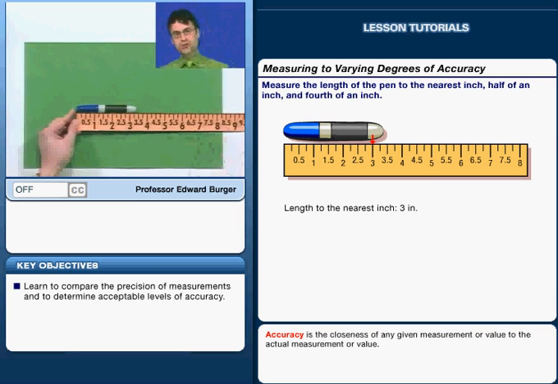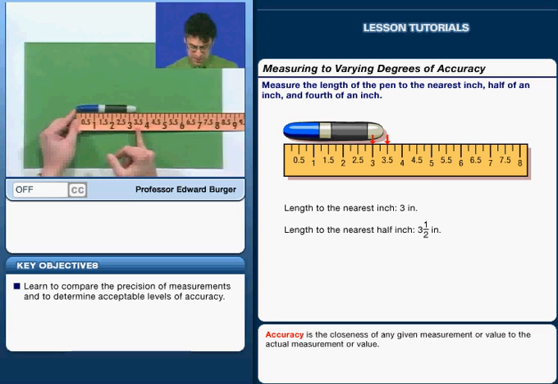Fine. What if I say the degree of accuracy is actually going to be in half inches? So you're allowed to use half inches. Well, then what's the nearest half inch? I would leave 3, and I would go to 3.5, because notice that it's closer to 3.5 than to 3, because it's over the halfway point in between them. So in this case, I would say that the measure of this pen is 3.5 if the degree of accuracy is measured in half inches.